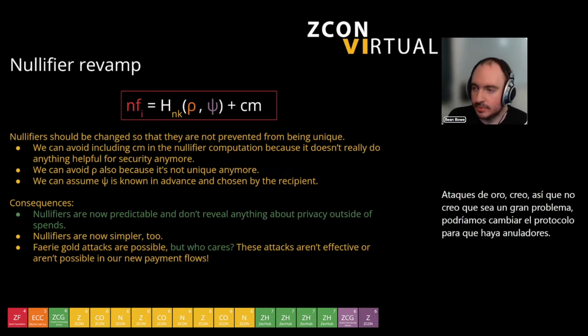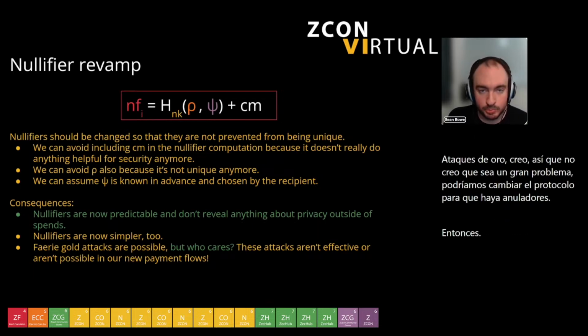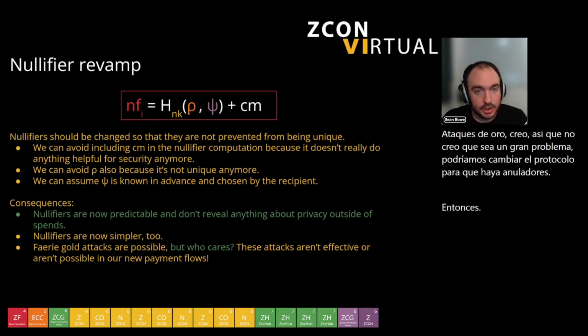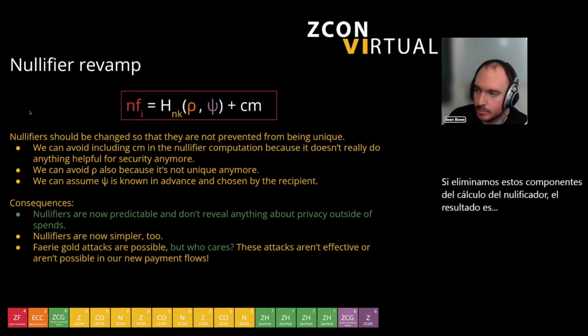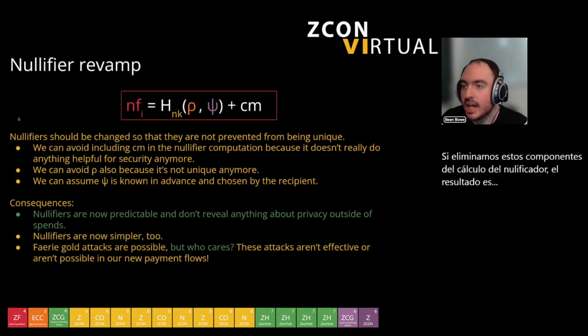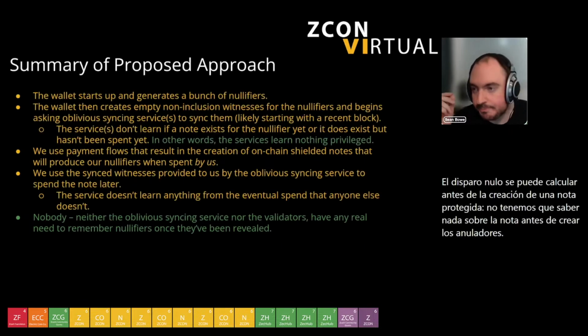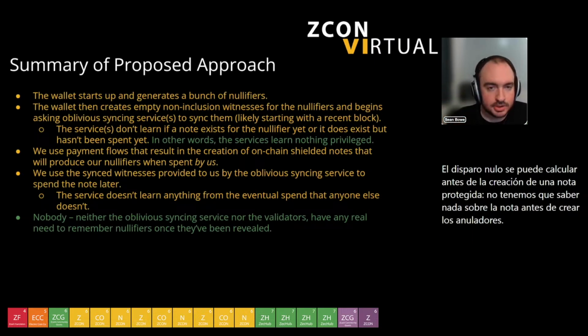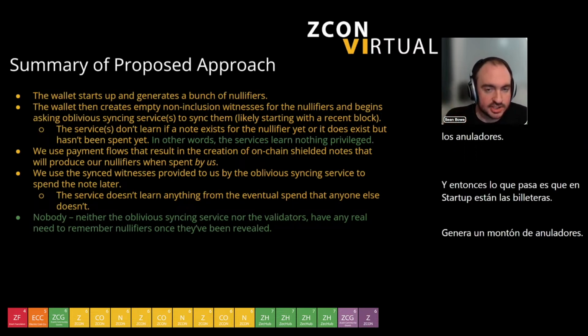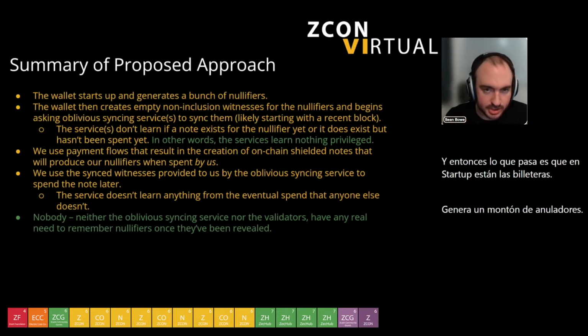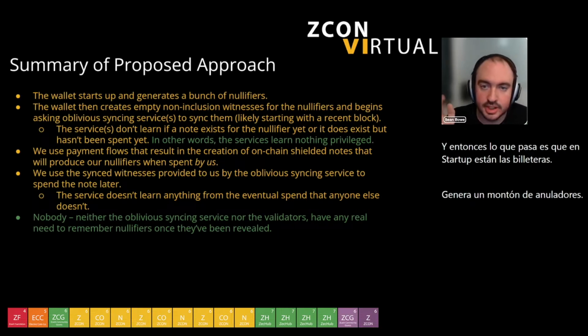So if we remove these components from the nullifier computation, the resulting nullifier can be computed in advance of the creation of a shielded note. We don't have to know anything about the note before we create the nullifiers. And so what happens is, on startup, our wallet generates a bunch of nullifiers, and it starts building non-inclusion witnesses for them on chain, just empty non-inclusion witnesses. It doesn't have to do any syncing or anything like that.